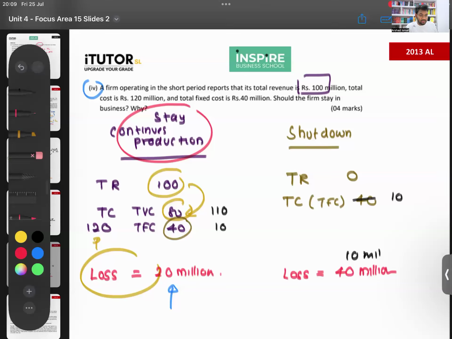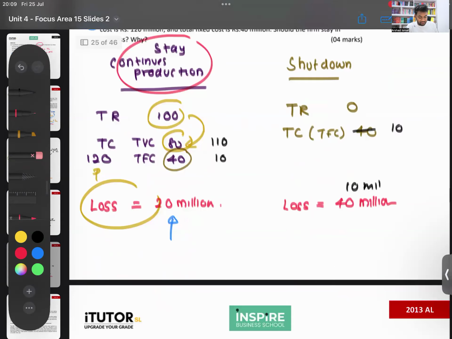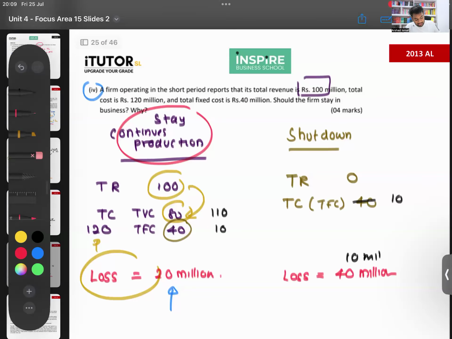You incur a loss because cost is more than revenue. Correct. So if your total cost is more than total revenue, you're making a loss. But just because you make a loss, you don't have to shut down.